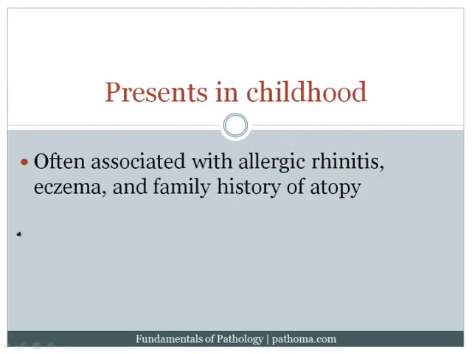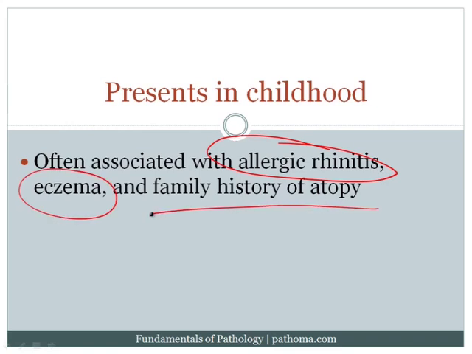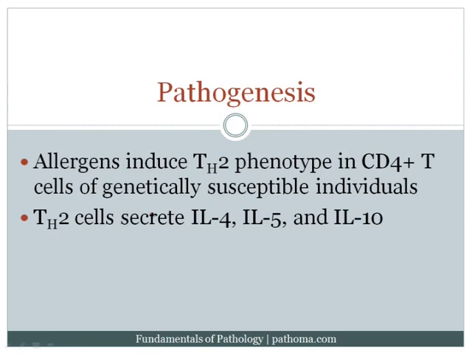Now, asthma presents in childhood, and it's most often associated with other types of allergic conditions like allergic rhinitis and eczema, and often there's a family history of these types of atopic reactions. The pathogenesis of the disease is that the patient gets exposed. Now, this is going to be a genetically susceptible patient, all right? So some patient that's got a family history and carries a set of genes that are going to make them susceptible to the development of asthma.